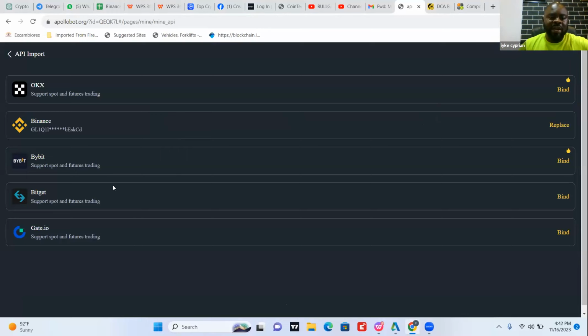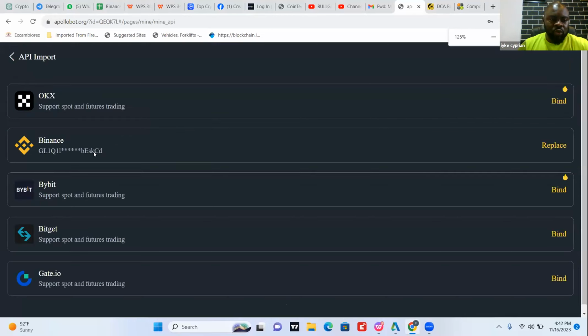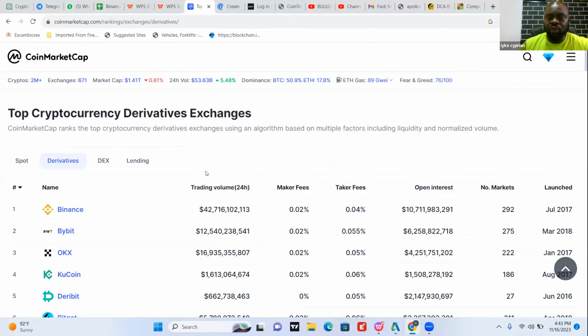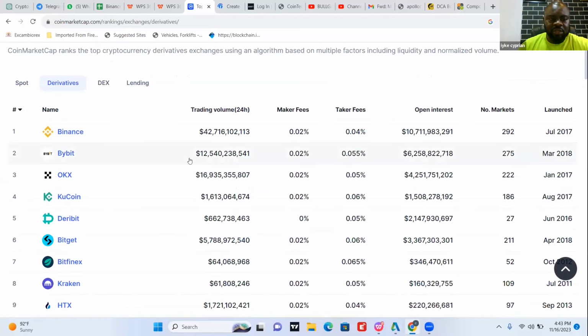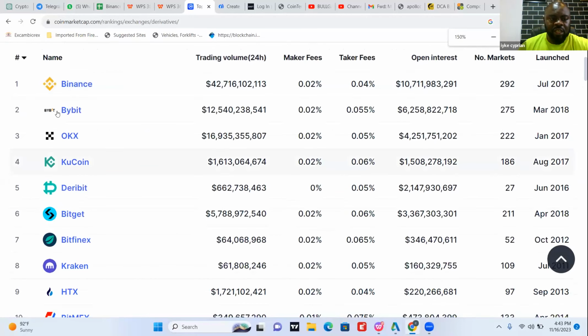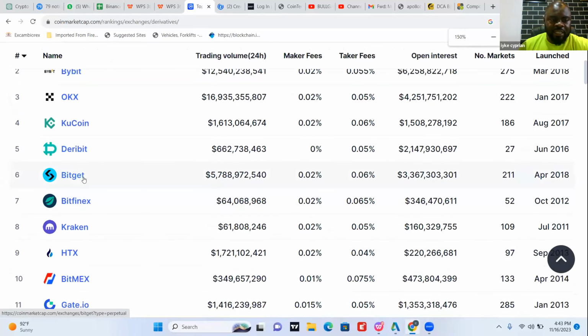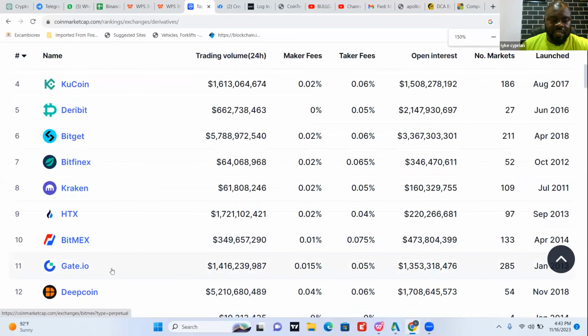So you can see all our exchanges beautifully lined up. You see OKX, you see Binance, you see Bybit. Let me zoom so you can all see that. You have BitGet, we have the Gate.io. So you can easily choose from all this, okay? So if you go to your CoinMarketCap, you will be seeing these exchanges. You see, you have a list of exchanges: Binance, Bybit, OKX, and you have your BitGet here. You have your Gate.io.